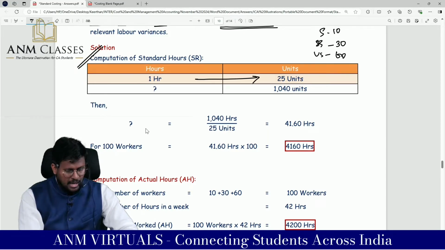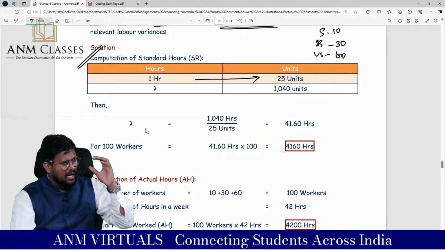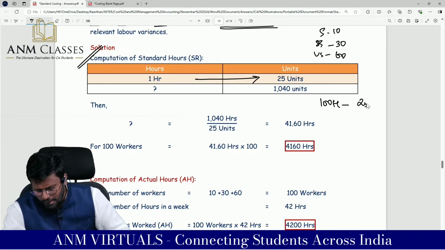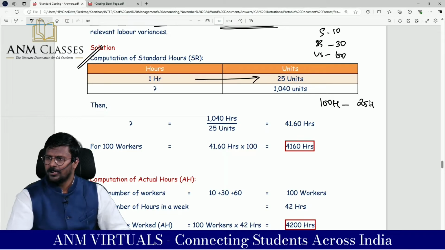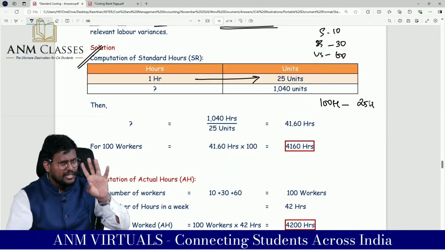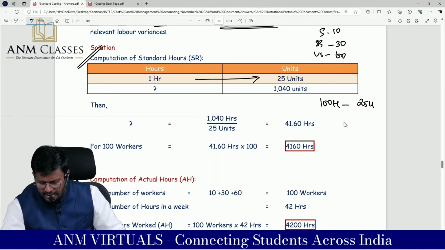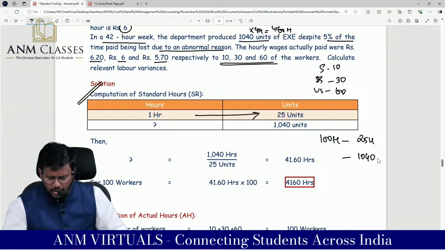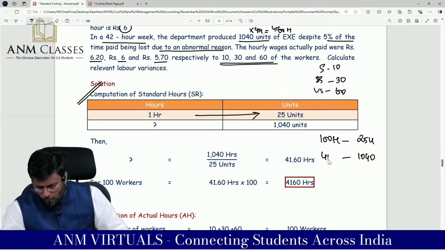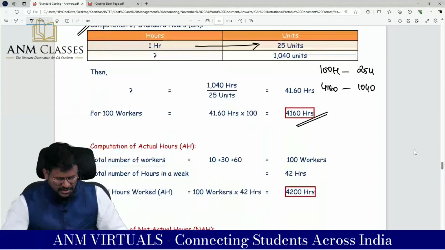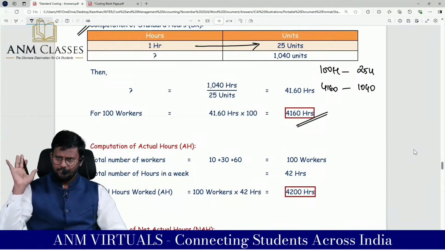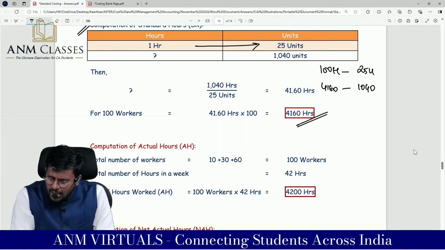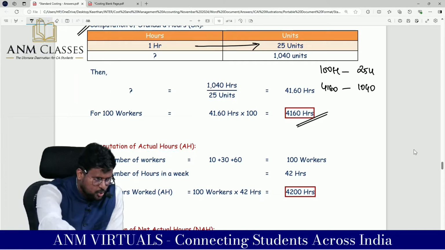எத்தனை பேர்? அப்ப 100 பேர் சேர்ந்து தான் 25 யூனிட்ஸ். That means 100 ஹவர்ஸ்ல 25 யூனிட்ஸ் வெளியே வந்திருக்கு. அப்படின்னா ஒரு யூனிட்டுக்கு 4 மணி நேரம். ஆக்சுவல் அவுட்புட் 1040. அப்ப 1040 into 4 போட்டா 4160 hours is the standard hours. Shall I proceed? இங்க நீங்க ஒரு மிஸ்டேக் பண்ணிருக்க வாய்ப்பு இருக்கு, 1 மணி நேரத்துல 25 யூனிட் இல்ல.